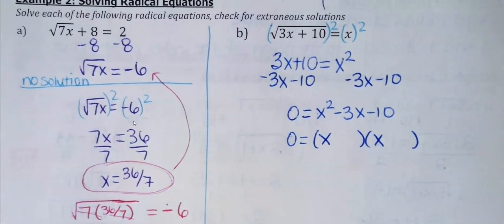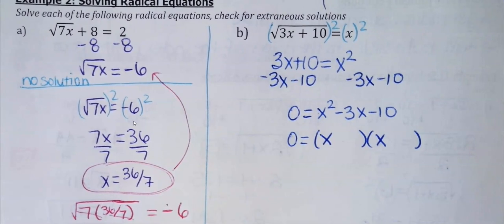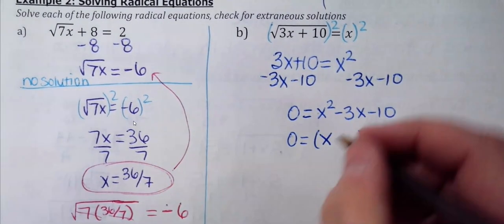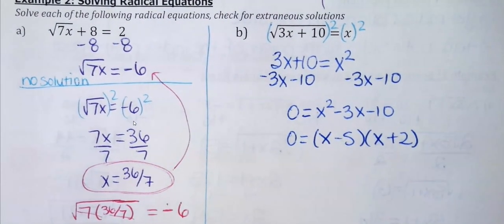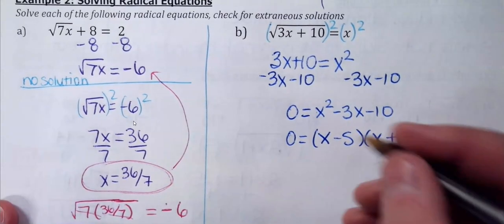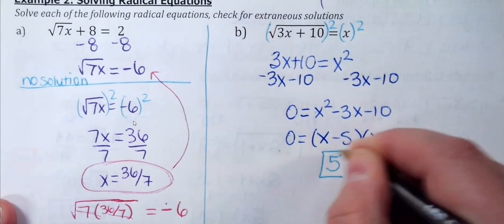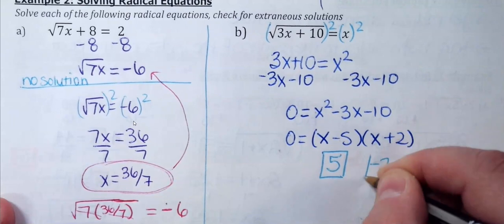Can anybody think for this one of two numbers that multiply to get negative 10 and add to get negative 3? Yes, ma'am. Negative 5, positive 2. Okay, now my actual answers, remember, what sets the little parentheses equal to 0? So this would be 5, and this would be negative 2.